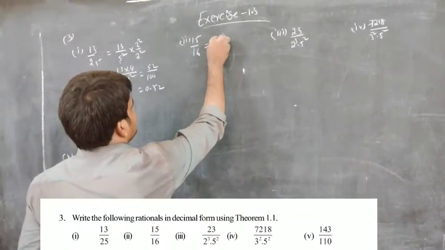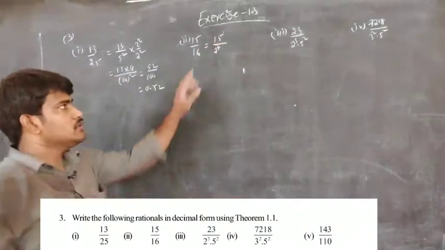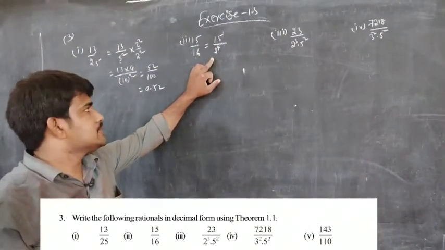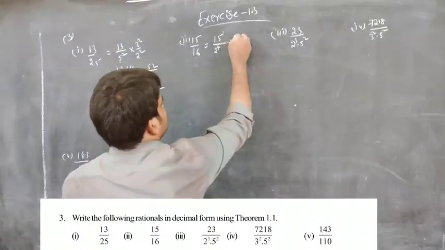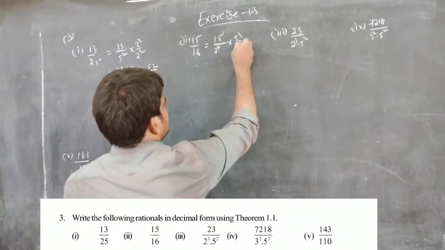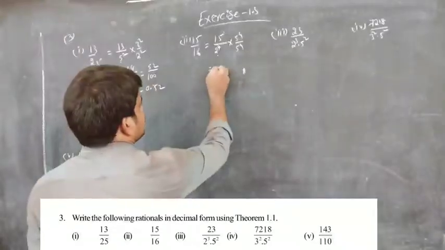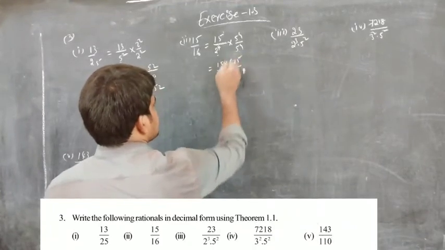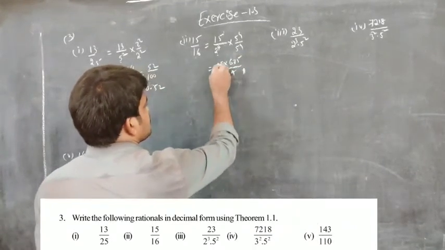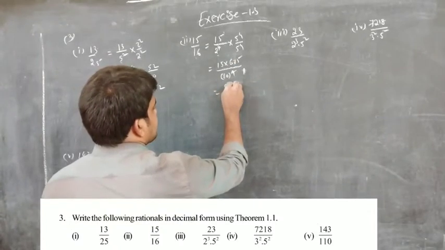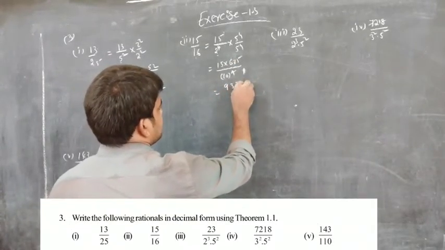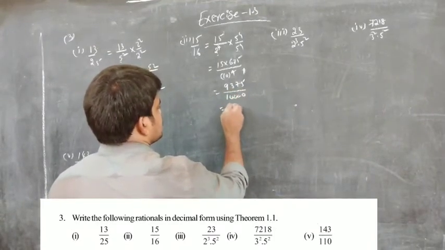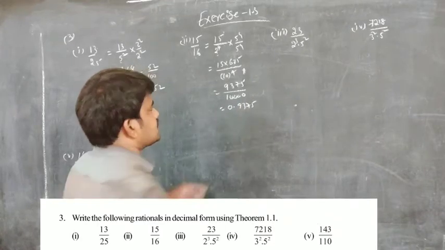15 by 16 equals 15 over 2 power 4. How? 2 2s are 4, 4 2s are 8, 8 2s are 16. So we multiply and divide by 5 power 4. So it equals 15 into 5 power 4, value 625, over 2 5s are 10 whole power 4. So 15 times 625 is 9375 by 10,000, equal to 0.9375. This is the decimal form.